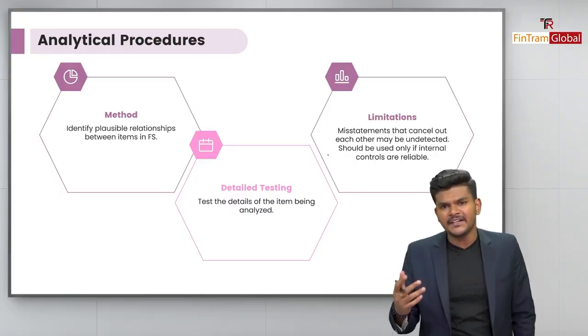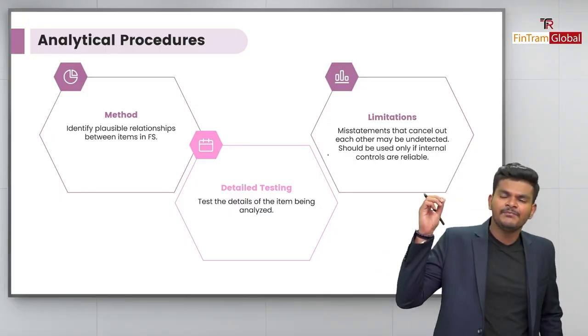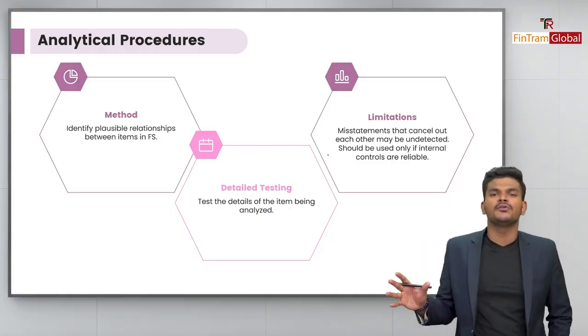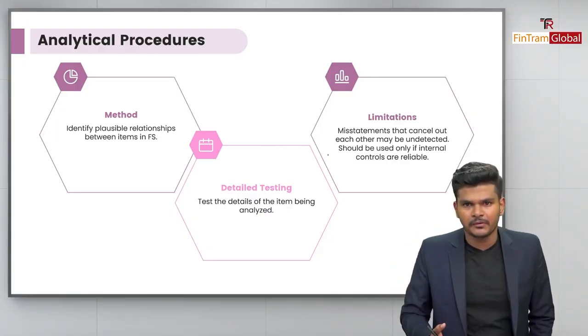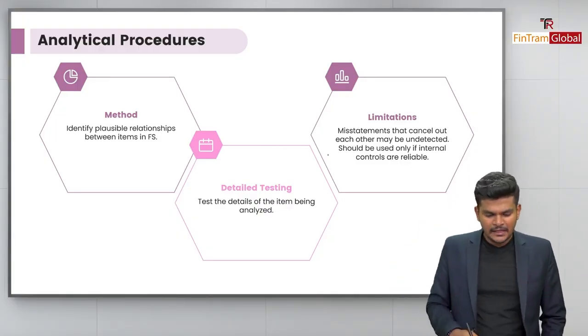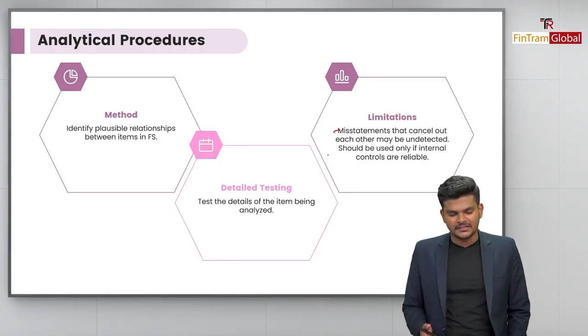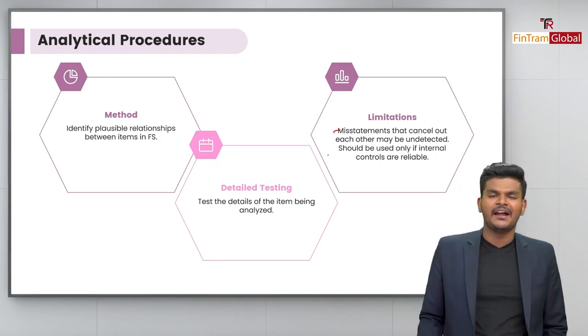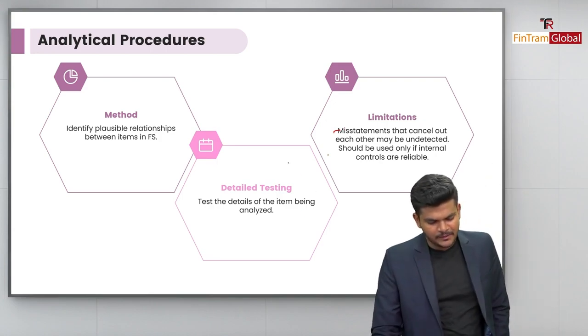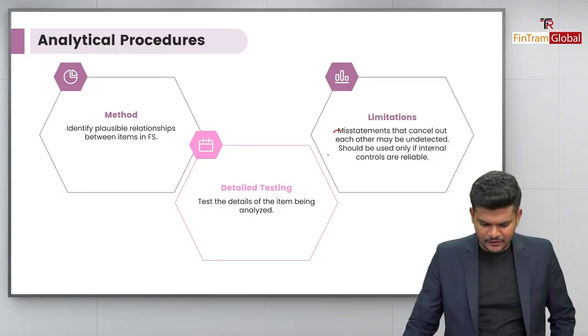But whereas test of detail is when you test the transaction at the transaction level itself. We break down the total figure and we dig a little deeper. Okay, folks. So that's basically the difference between these two. So when it comes to limitations, the misstatements can cancel out each other, and this may be undetected. And then there should be used if internal controls are reliable as well.